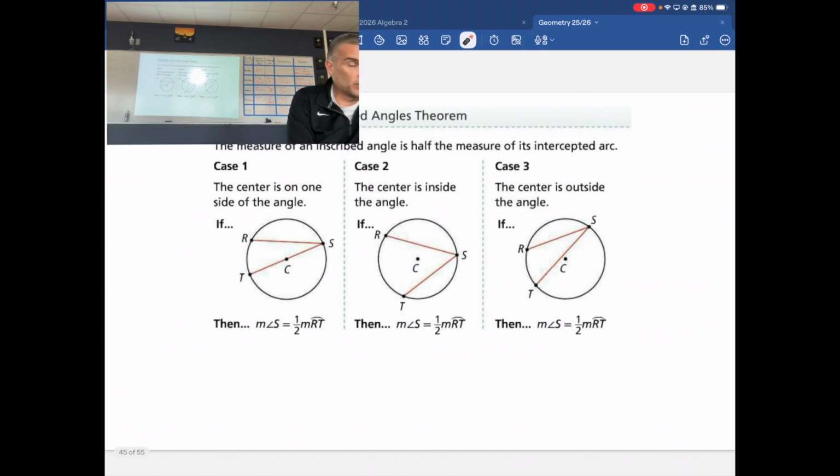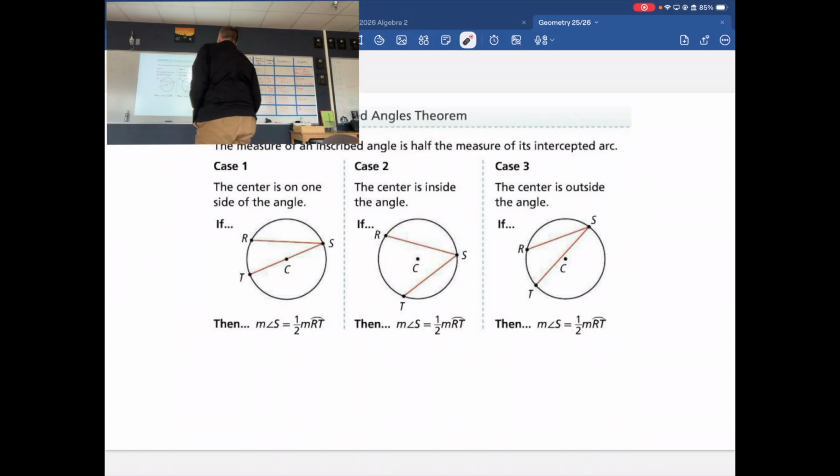If you turn the page over, you've got essentially three different properties. But the thing with these properties is they say exactly the same thing. It says the measure of the inscribed angle is half the measure of the intercepted arc. So you can have RST, this one goes through the center. You can have RST where they're on opposite sides of the center. Or you can have RST where they're on the same side of the center.